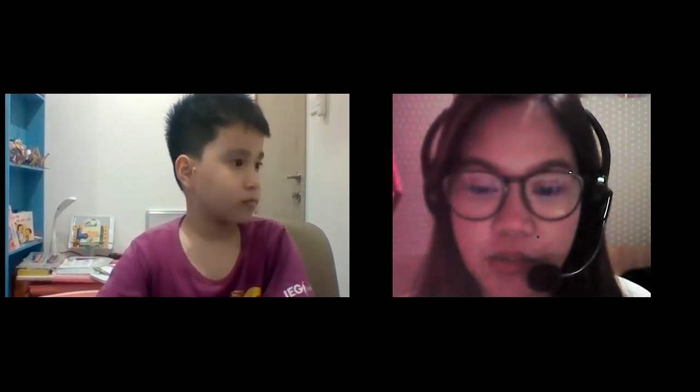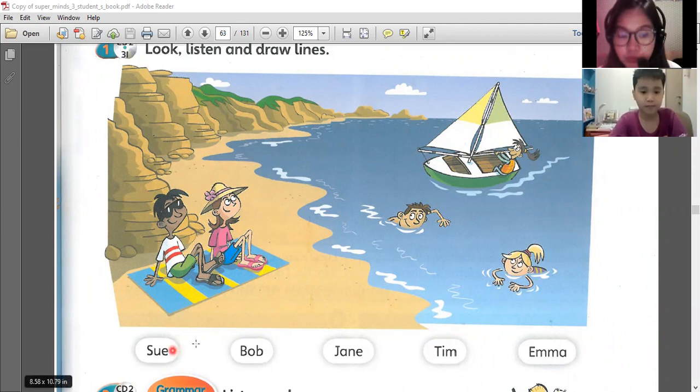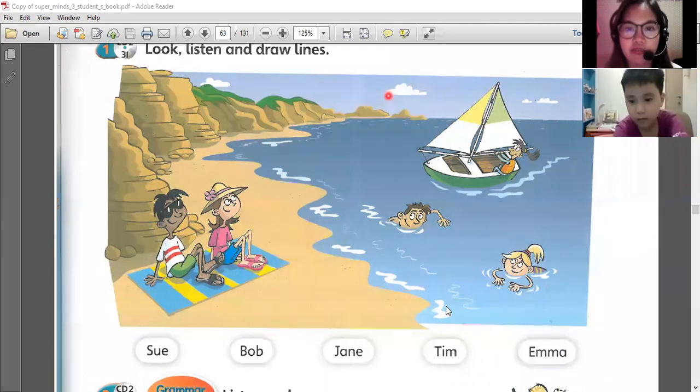Okay. Well, anyways, for today, we will continue to study your book. Okay, so just wait, let me share it with you. Okay, so here it is. Can you see your book? Okay, so as you can see there is a picture. We have to tell where Sue, Bob, Jane, Tim, and Emma are. Look at the picture. Where are they first? Where are the people?